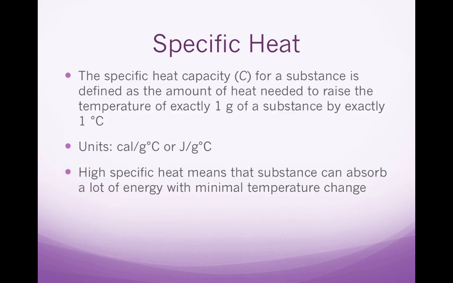Okay, let's talk about specific heat. The specific heat capacity, or C, for a substance is defined as the amount of heat needed to raise the temperature of exactly 1 gram of that substance by exactly 1 degree Celsius. We have two units. We can either do units of calorie per gram degree Celsius or joules per gram degree Celsius. A high specific heat means that substance can absorb a lot of energy with minimal change.